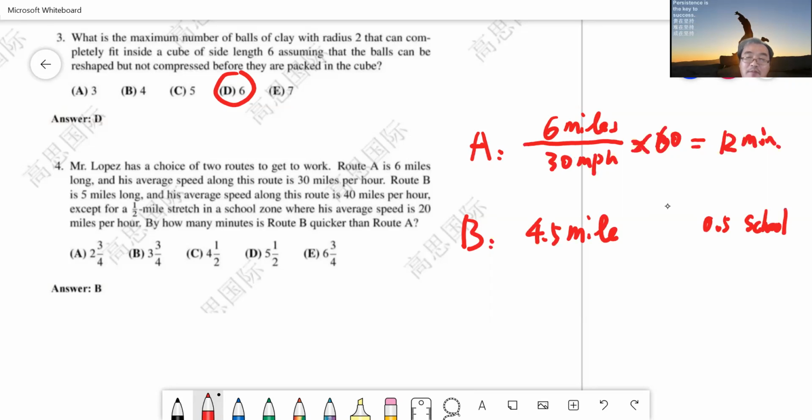Let me just find the time for each one. So 4.5 miles divided by 30, the speed is 30 miles per hour, right? Or it's 40 miles per hour, 40 miles per hour. So then you need this unit in hour. So we need to convert to minute with times 60, right?